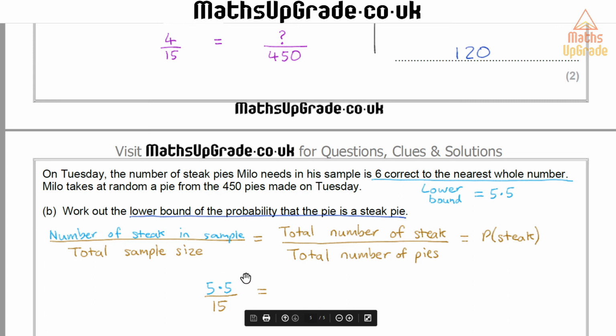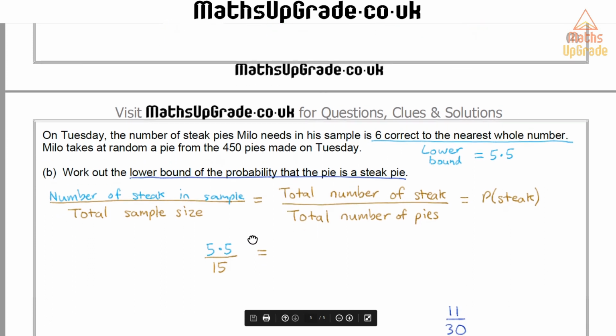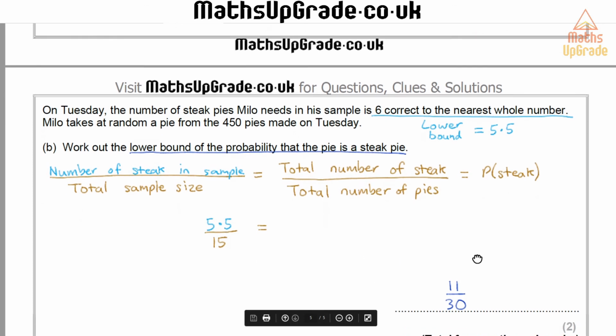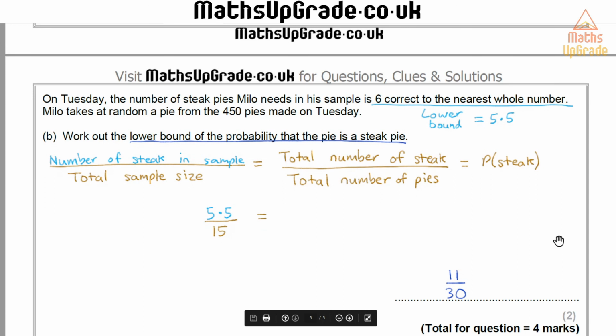I'm going to leave it as a fraction, but I'm going to write it as a proper fraction, which is with whole numbers on the numerator and denominator. I'm going to double the top, double the bottom. That's 11 over 30, and that's in its simplest form. The whole question there is worth 4 marks.